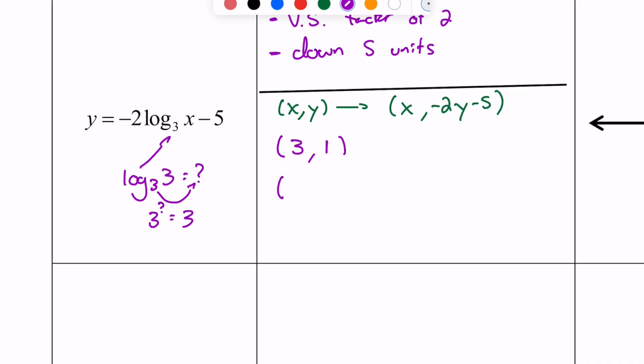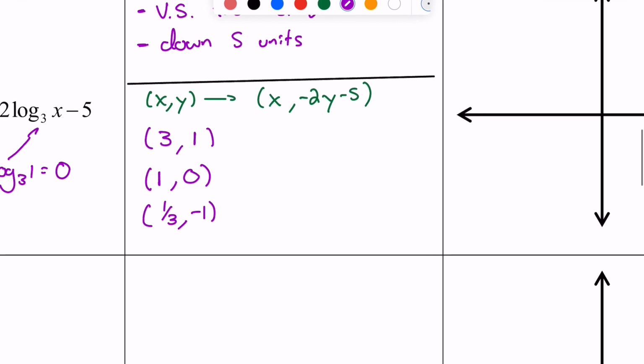Okay, my next x coordinate that I told you to use was 1. So I'm asking you, okay, well, log base 3 of 1, what do you get? 0. It doesn't matter what base it is. Log of 1 is always going to be 0. And then the other one I told you to use was a reciprocal of the base, so 1/3 in this case. And that would end up, if you did the same process, you would get negative 1.